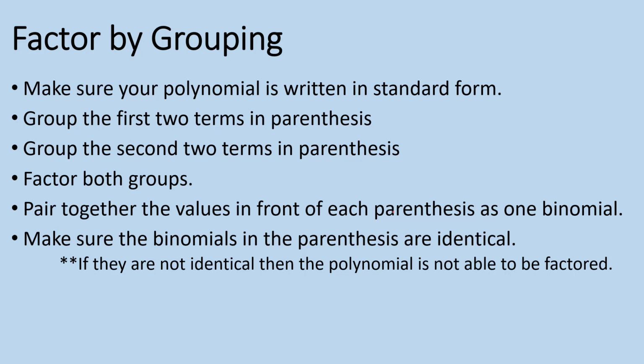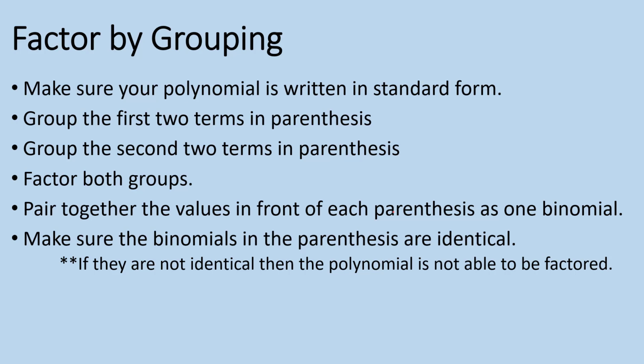Group the first 2 terms in parentheses, group the second 2 terms in parentheses. Factor both groups individually. Pair together the values in front of each parentheses as one binomial. Make sure that the binomials in parentheses are identical. If they're not identical, the polynomial is not able to be factored. So, yes, I realize a lot of notes don't quite make sense until you've done it.